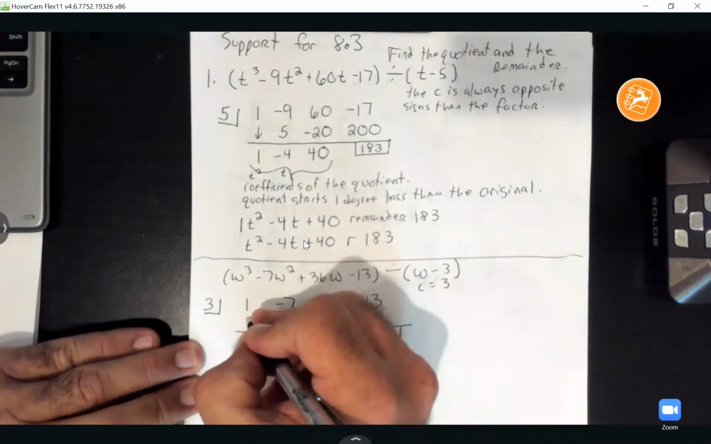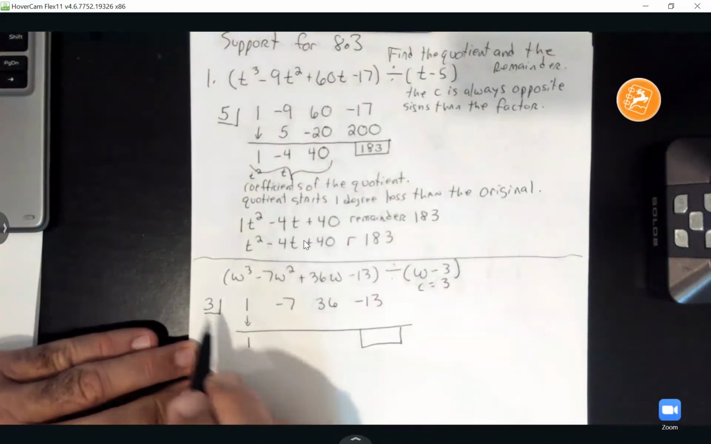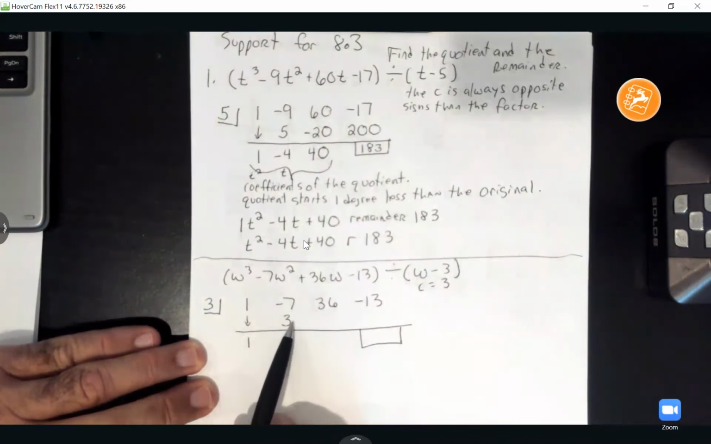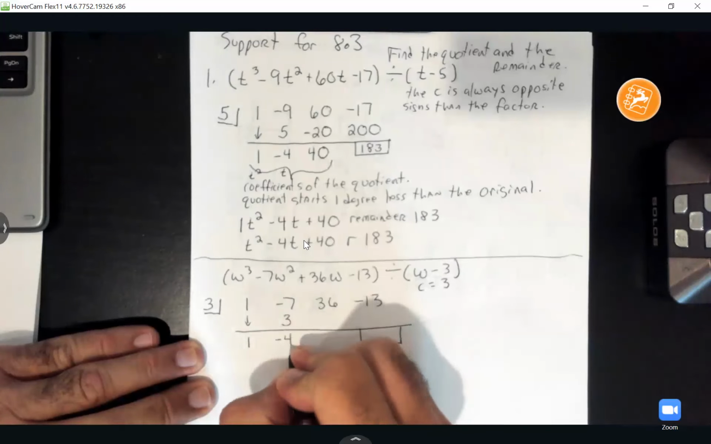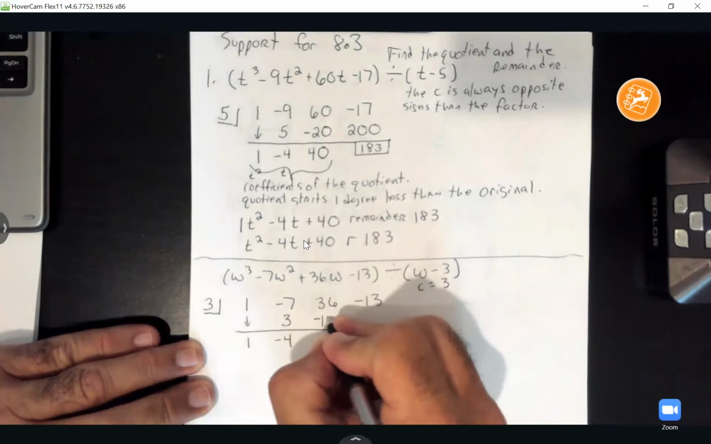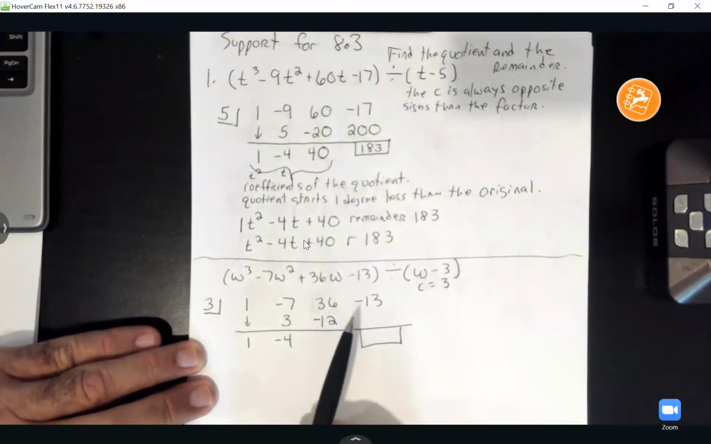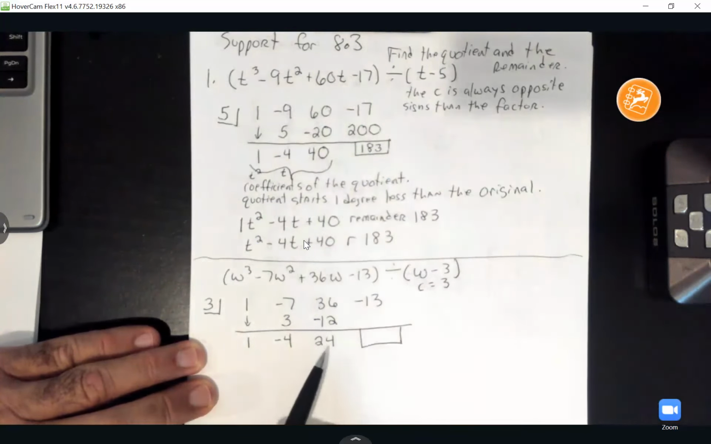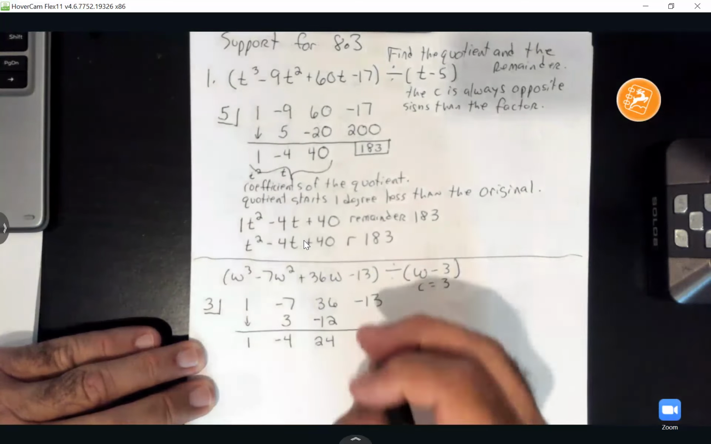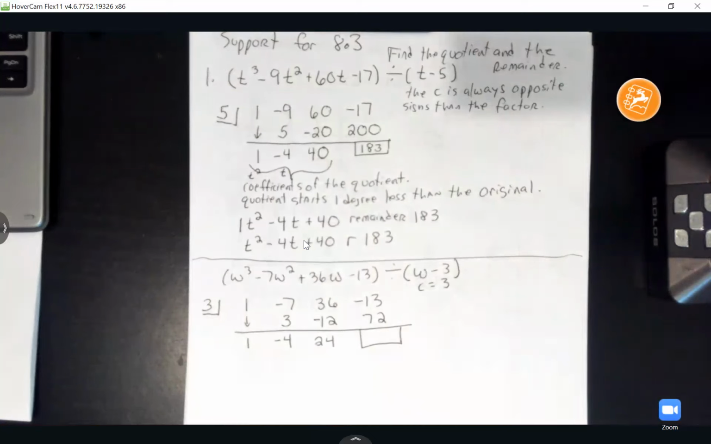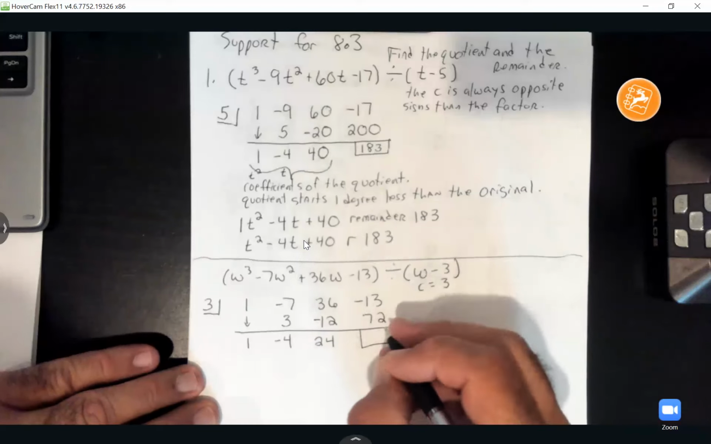All righty, y'all, so here we go. Bring our 1 down. 1 times 3 is 3. -7 and a +3 give us a -4. Negative 4 times 3 is negative 12. 36 minus 12 is what, a 24? 24 times 3 is 72. And then y'all, we got 72 minus 13. I think that's a 59.